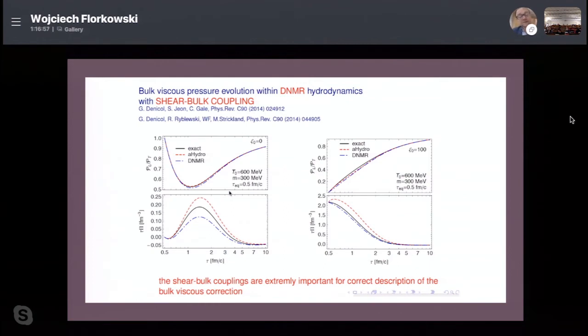There are many new developments, but I think I will have no time to go into them. It became a very popular activity to study exact solutions of kinetic theories for different known expansion profiles, which can be treated analytically, and to make comparisons between kinetic theory and hydro.